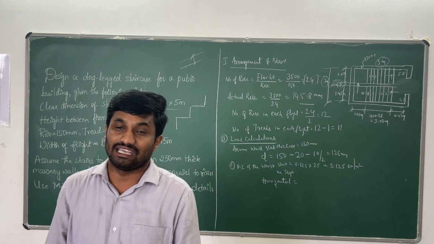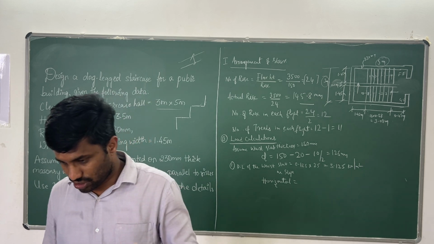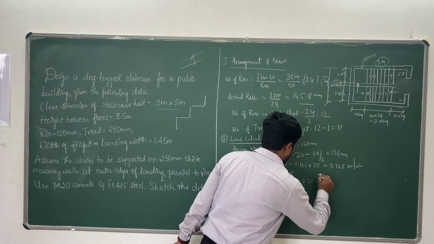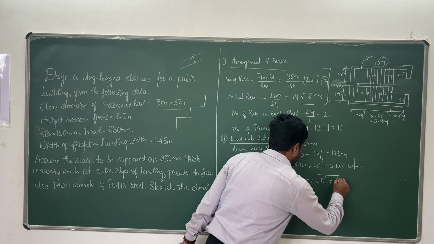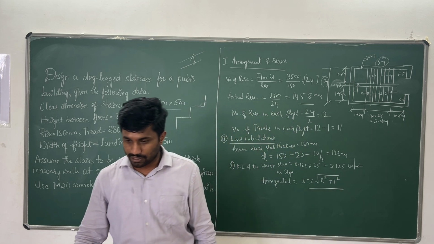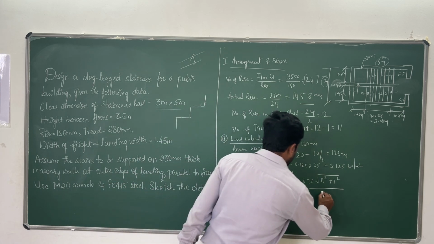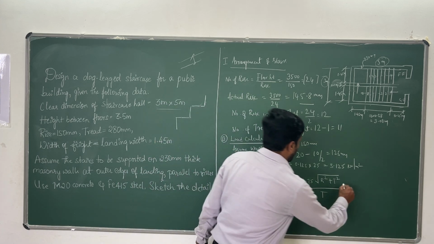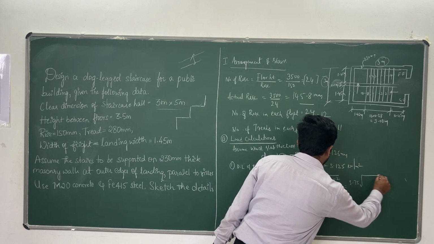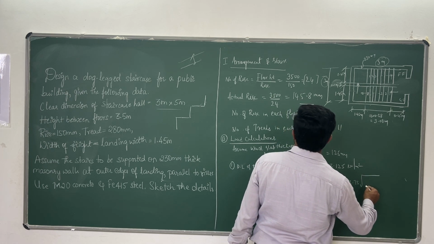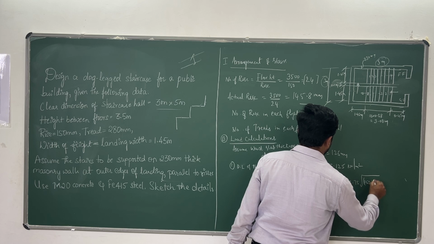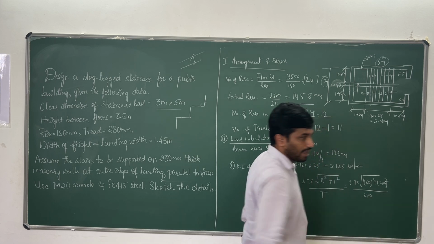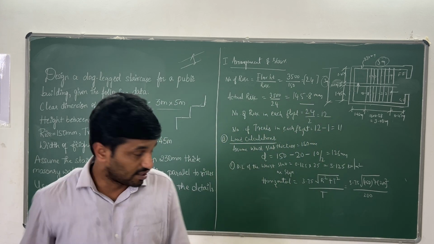For this you have to remember one equation. The equation is 3.75 times the square root of rise square plus thread square, divided by thread. So the value of rise is 150, and the value of thread is 280. So square root of 150 square plus 280 square, divided by 280.